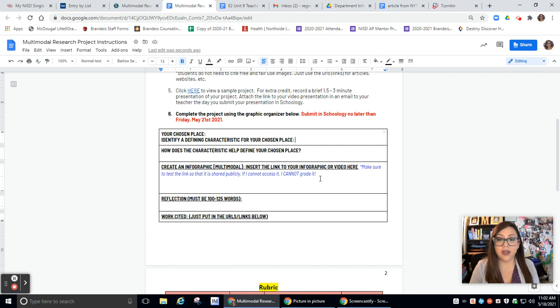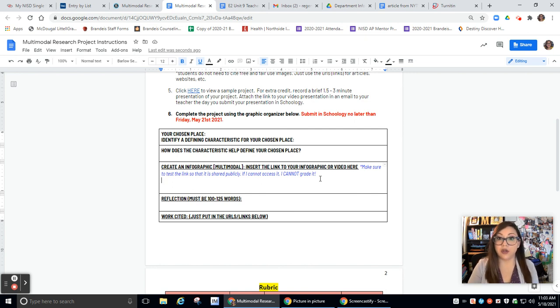I know it says create an infographic, but it could also be a video or whatever. Whatever it is, you have to link it in this box, and you need to test it, because if it's not shared publicly and I cannot access it, I can't grade it. And we are running out of time for me to be getting your attention saying, hey, I can't access this. So I would recommend testing it by sending it to a friend and seeing if they can open the link. And if they can't, that means I can't.